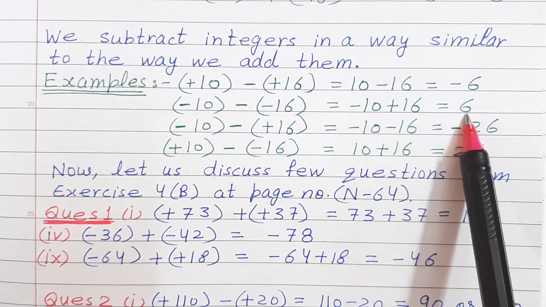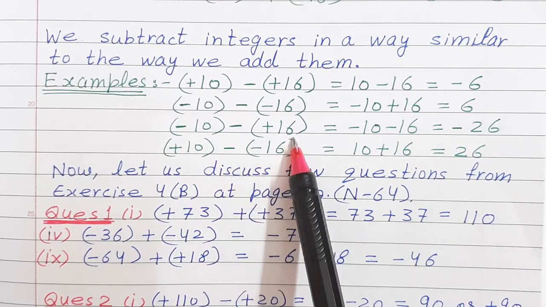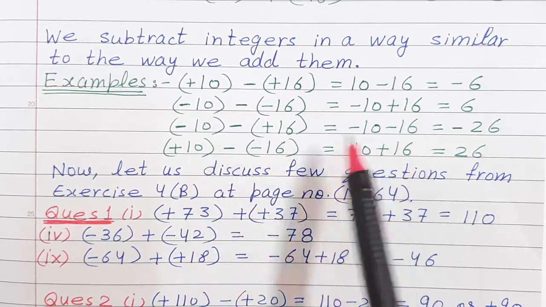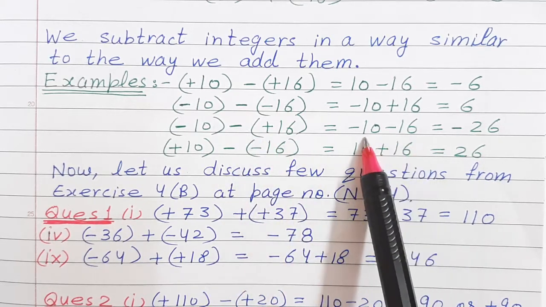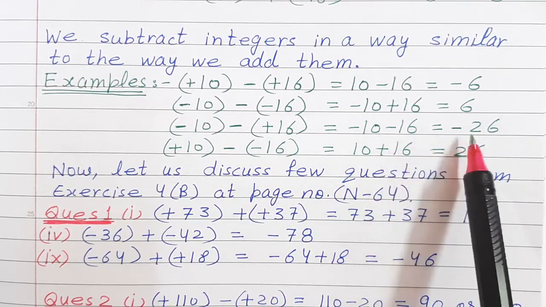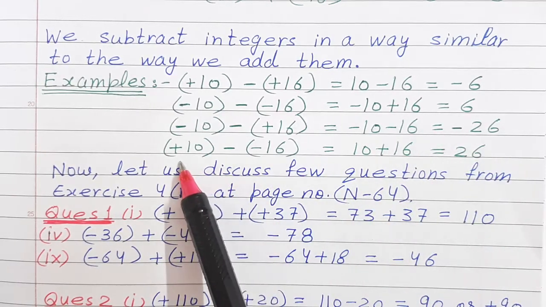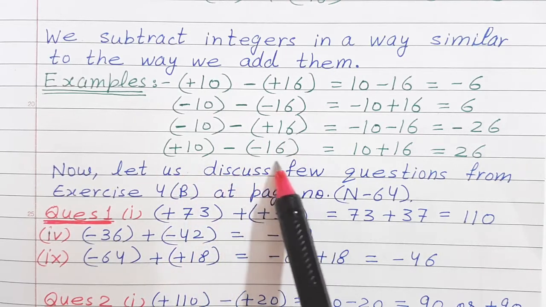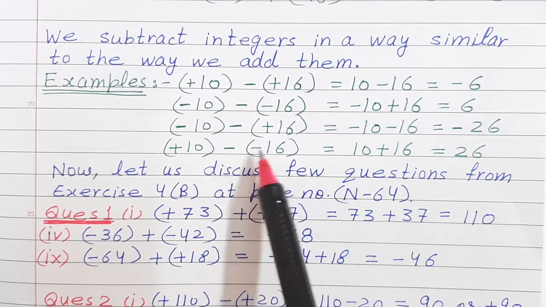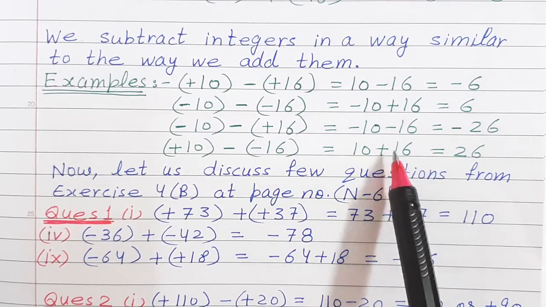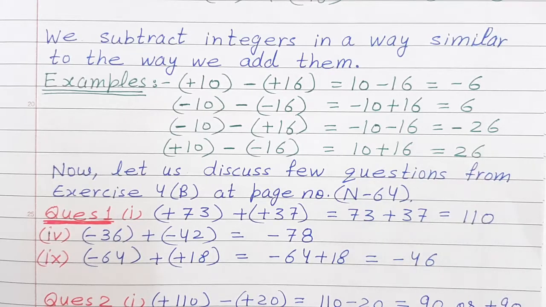Is it clear now? Now minus 10 minus plus 16. So here it is minus 10 and plus minus becomes minus. So minus 10 and minus 16 will give us minus 26, right? And if the bigger number is negative, so 10 minus of negative 16. Now minus and minus will become plus. So it is 10 plus 16 equal to 26. Clear?